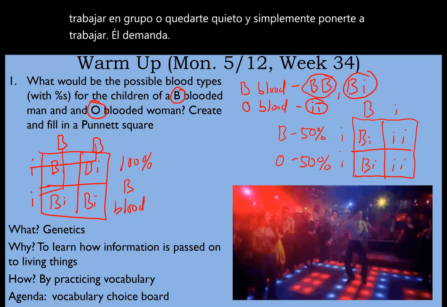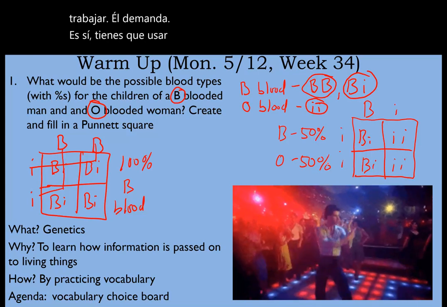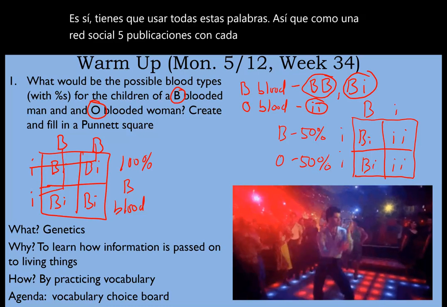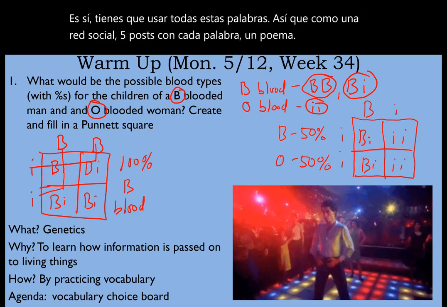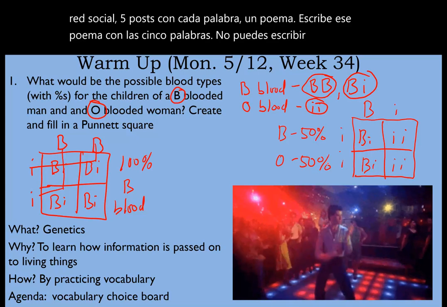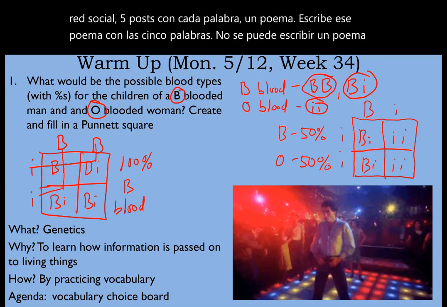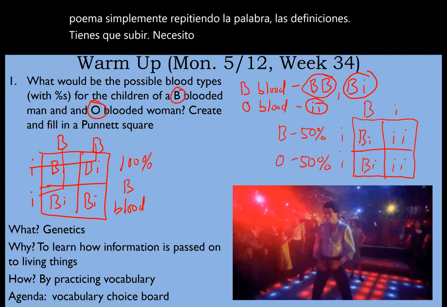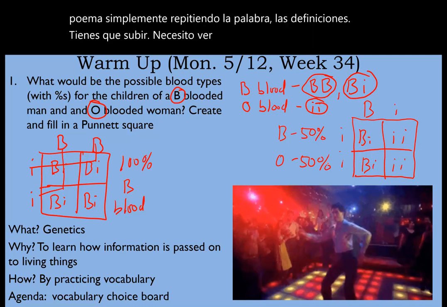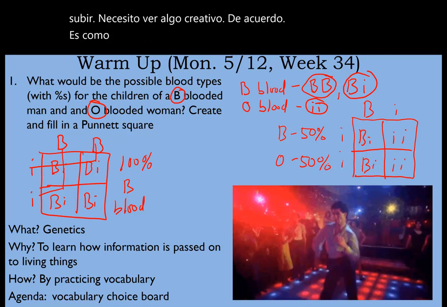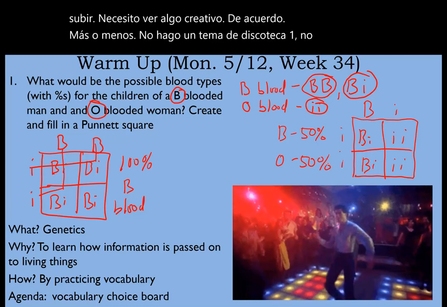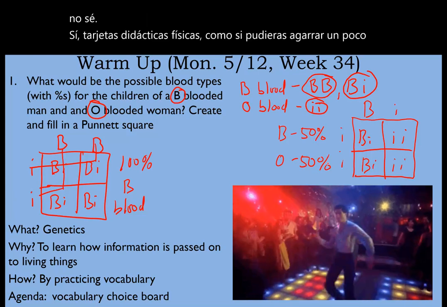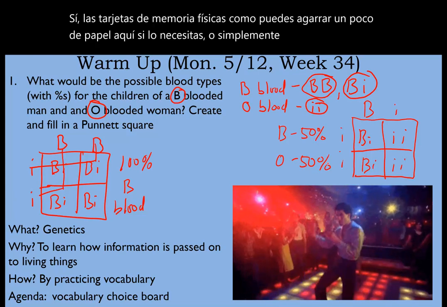You have to use all these words. So like a social media, 5 posts with each word. A poem, write that poem with the 5 words. But you can't write a poem just repeating the definitions. You got to come up with something. I need to see something creative. Okay. Just kind of, I don't know, make a disco themed one. Yeah, physical flashcards. You can grab some paper over here if you need it, or just use your notebook paper, whichever one works best for you.